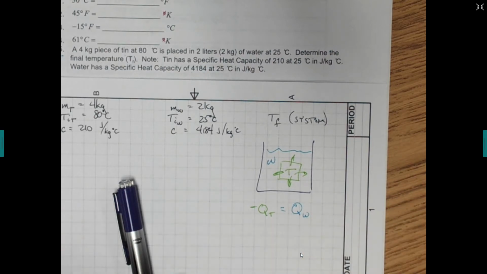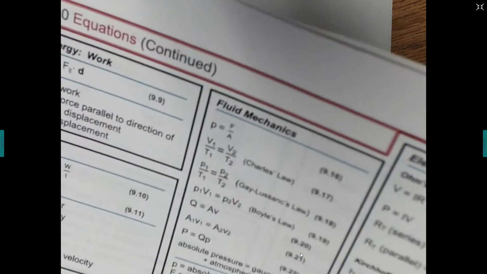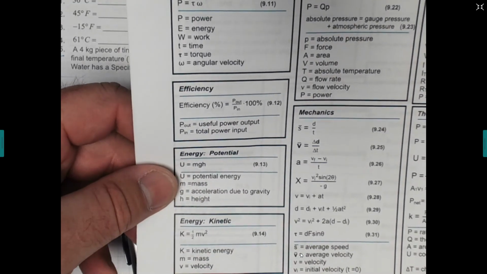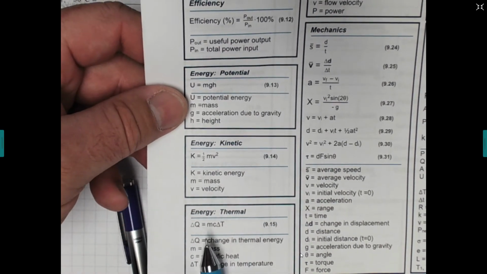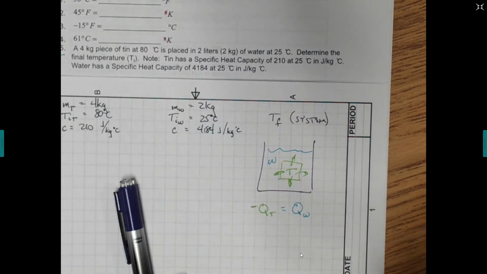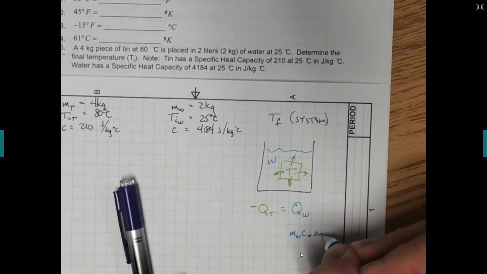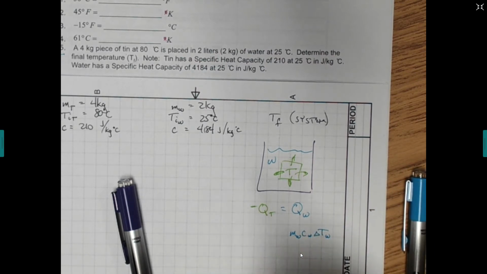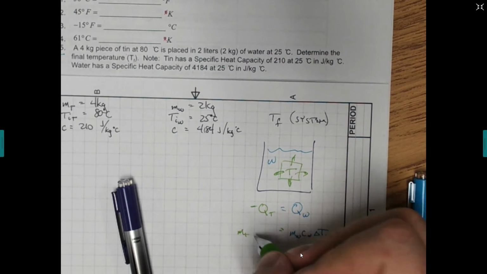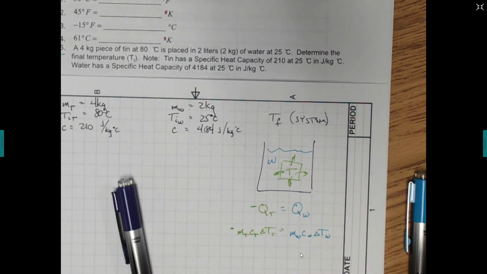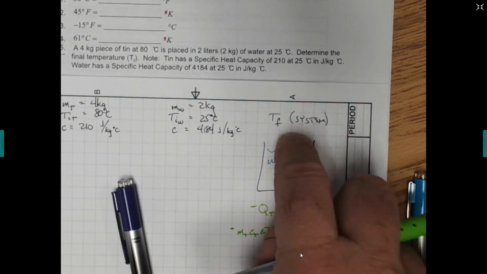From our formula sheet, if we look at thermodynamics, we know that Q, it's over here in thermal energy, Q equals mc delta T, because those are the things I have. I have m's and c's and T's. So we know we're going to head towards mass of water, specific heat of water, times the change in temperature of water, is going to be equal to the mass of the tin, specific heat of the tin, change in temperature of the tin. Remember that we lost it, so all that stuff's a negative. We're going to take that to solve for this final.